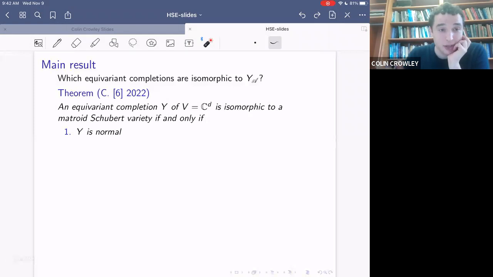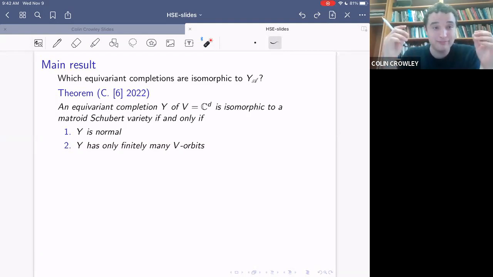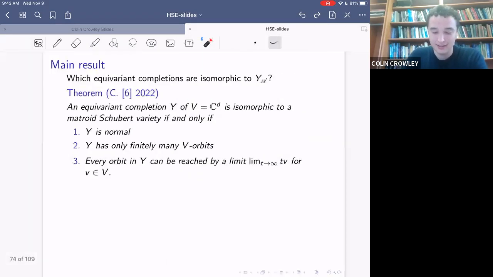So the first one is that it has to be normal as a variety. That's okay. I'm going to ask that it has finitely many orbits under the additive group. And this already is quite restrictive because even projective space, in the usual action of the additive group on projective space, has infinitely many orbits at the boundary, unless it's P1. So even projective space besides P1 does not satisfy this. Okay, I'll say something else in a second. So that's the second condition.